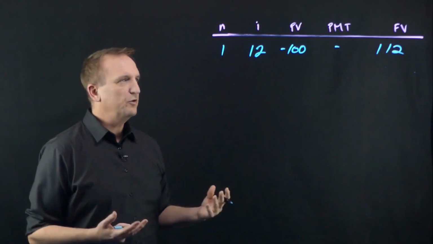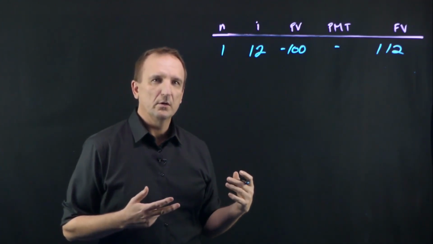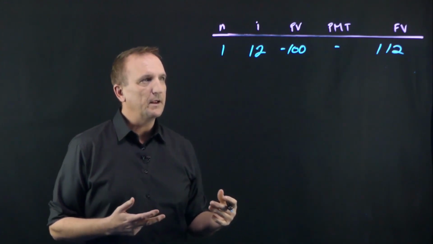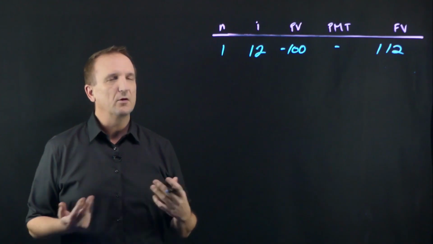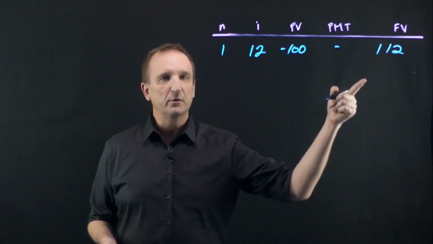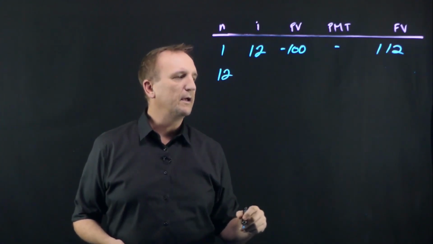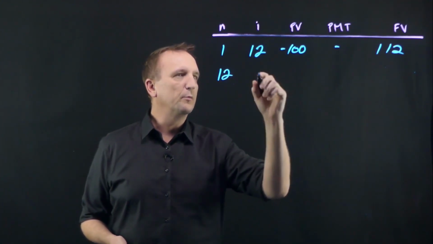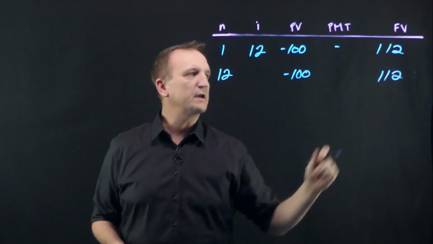Now, if you wanted to make $12 on your investment and you knew that you were going to get monthly compounding, then all you would do is just go backwards. You still want to make $12, but now you're going to have 12 compounding periods, and you're going to put in $100. You're going to get $112 out.